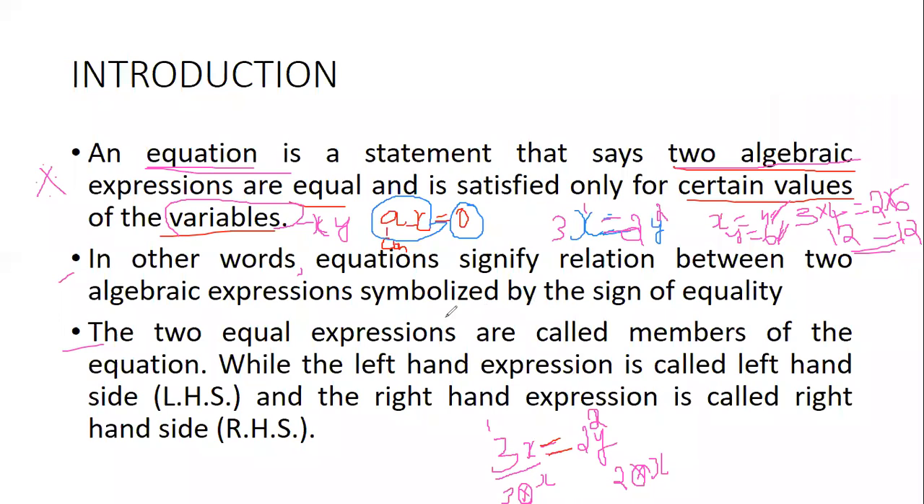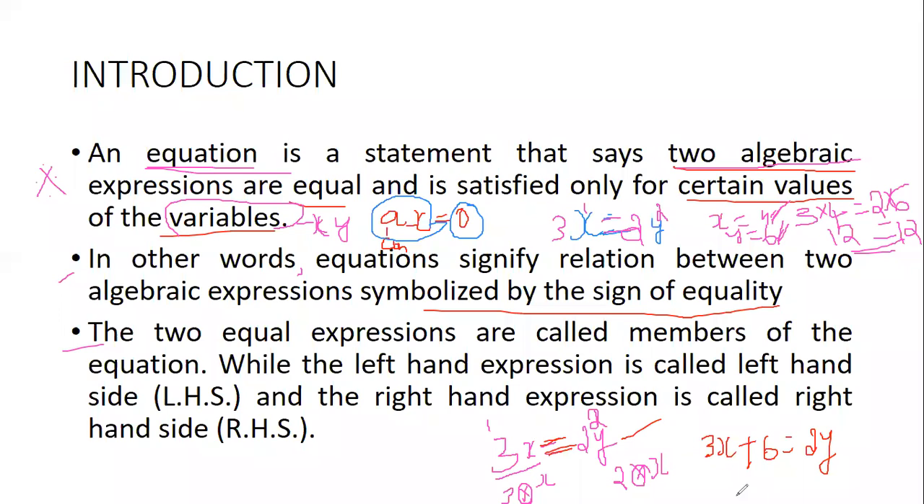I'm using the sign of equality, and then I will form an equation: 3x is equal to 2y. Now I can even take another expression like this: 3x plus 6 is equal to 2y. Here I have just added another constant. It is still an equation.